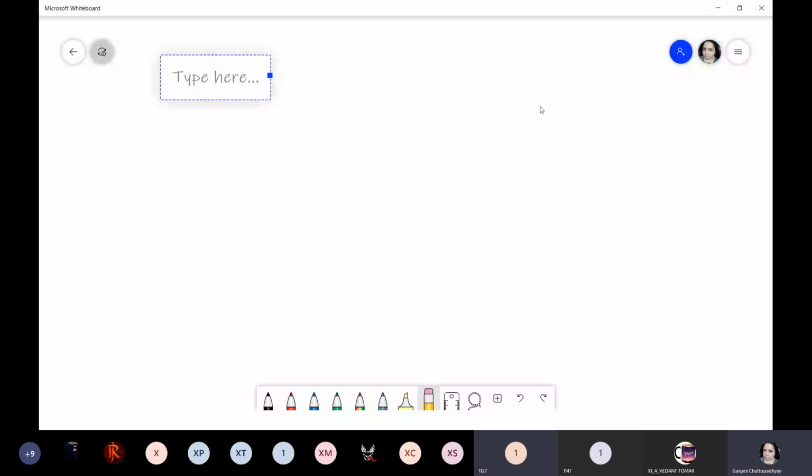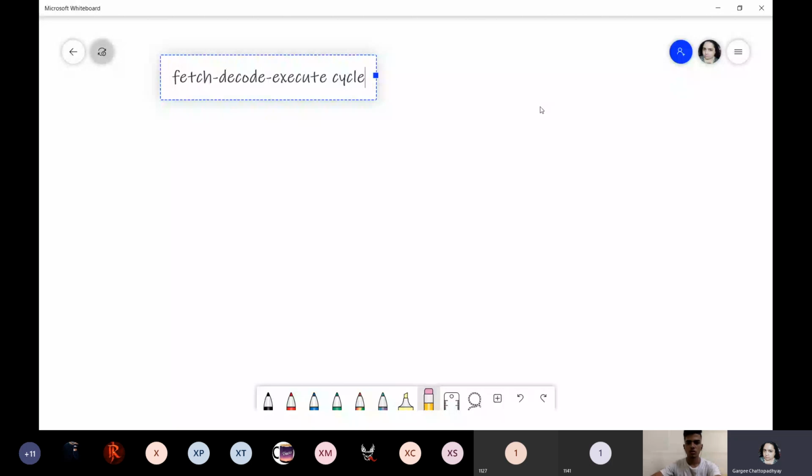Control unit follows this cycle. Fetch and decode. Fetch, decode, and execute cycle. This cycle is worked out by your control unit for executing a program. What happens in this? The control unit reads one instruction from the program, decodes the instruction, carries out its execution, then moves on to the next instruction.